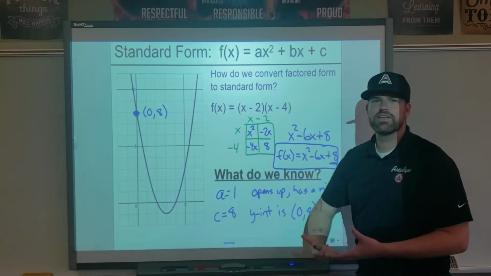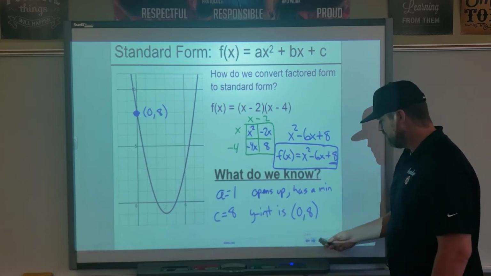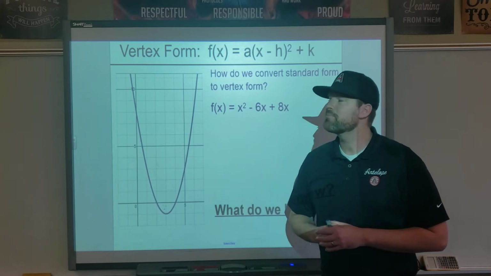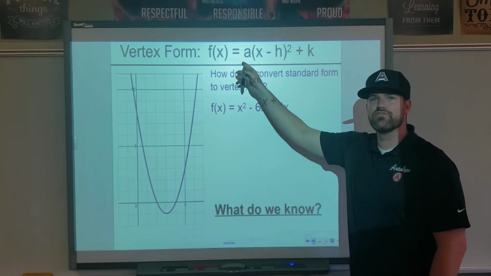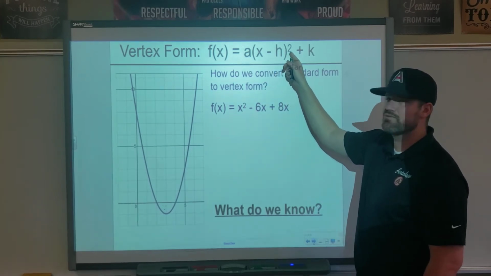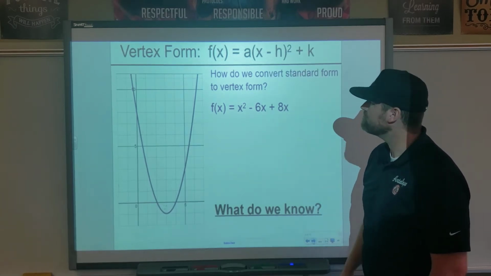So each form gives us something different that helps us know some information about the graph. Well, today we're going to introduce a new form. It's called vertex form. The equation for vertex form, we still have a, right? All three forms have an a out front. And then we have (x minus h) squared plus k. So we'll talk later about what h and k mean.